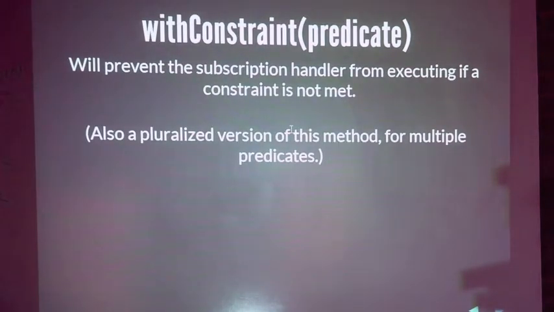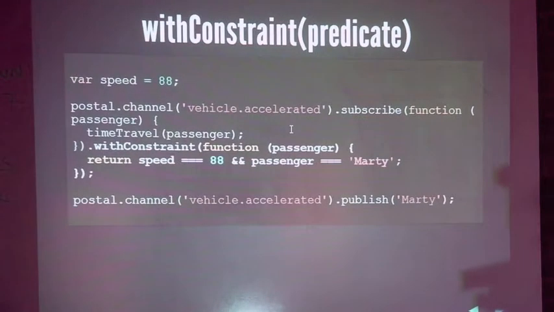withConstraint, and it's plural, withConstraints, allows you to specify one or more Boolean conditions that have to be satisfied in order for the event handler to fire. So in this case, I have a channel topic called vehicle.accelerated, and I'm going to set up a subscription. In my callback, I'm going to time travel with a specific passenger. But I'm going to set up a constraint. The constraint is that the speed has to be 88 and the passenger has to be Marty. So this handler will only be executed if that constraint is met.